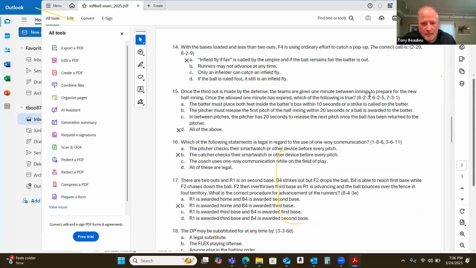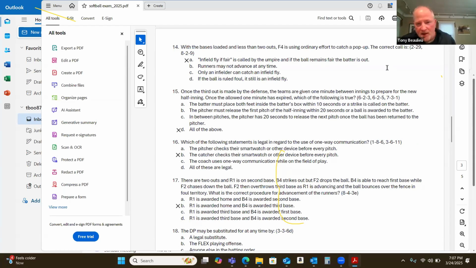Okay. All right. Next one, number 15. Once the third out is made by the defense, the teams are given 1 minute between innings to prepare for the new half inning. Once the allowed 1 minute... this is another all of the above one. Batter must be in the box within 10 seconds or a strike is called on the batter.